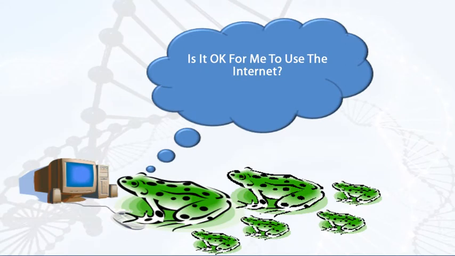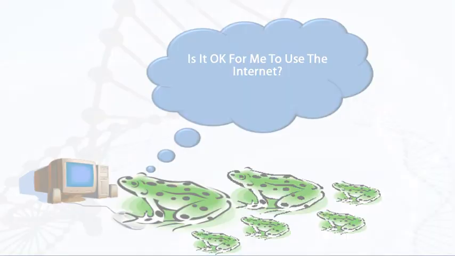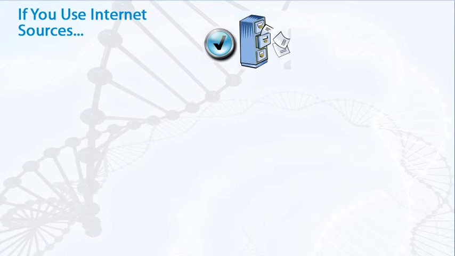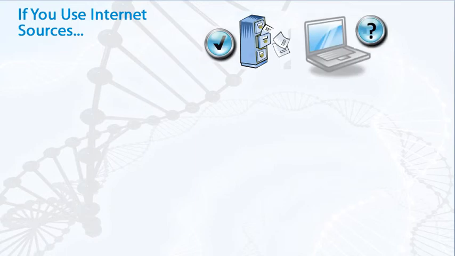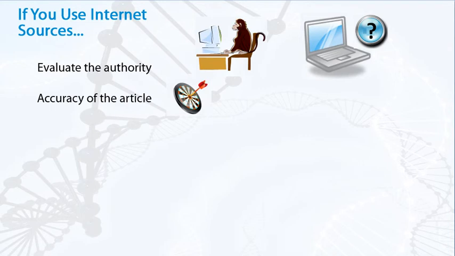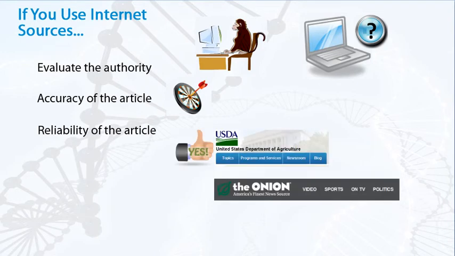Is it okay for me to use the internet? For academic research, databases are preferred over the internet. If you do use an internet website, you must evaluate the authority. Who wrote what you're reading? The accuracy of the article. Does the information align with accepted standards? And the reliability of the article. Is this the only place where this information is being reported, or can you find other articles that support the information?